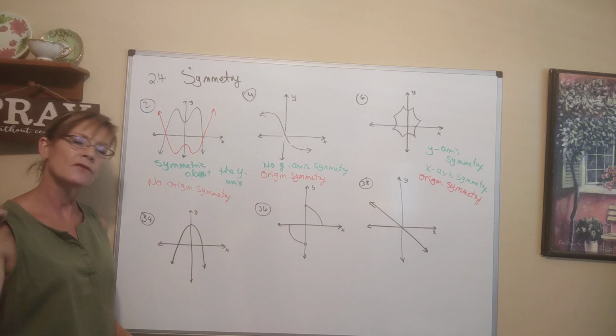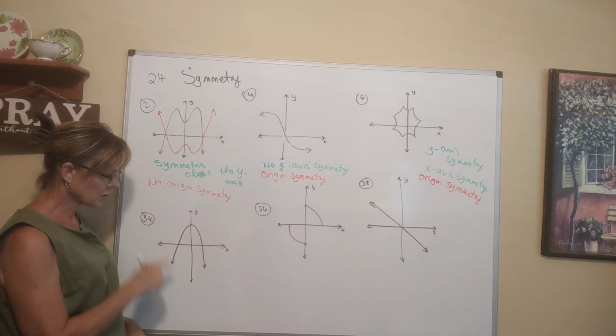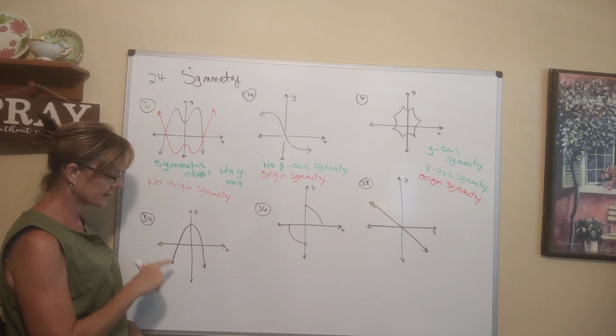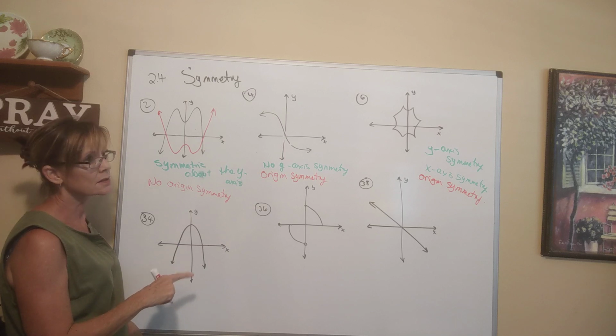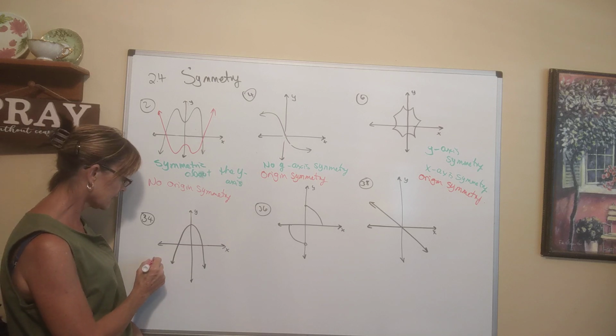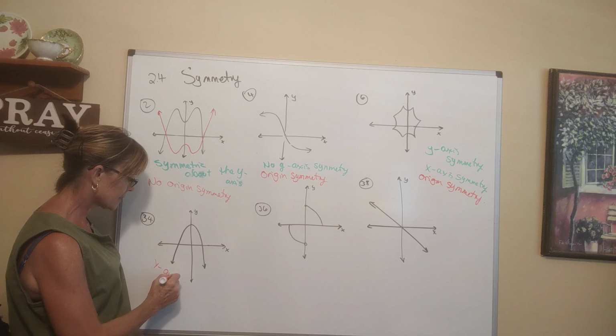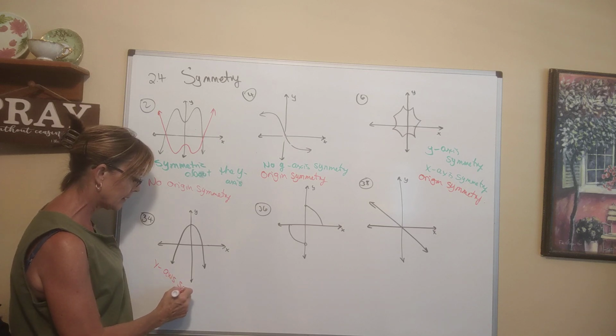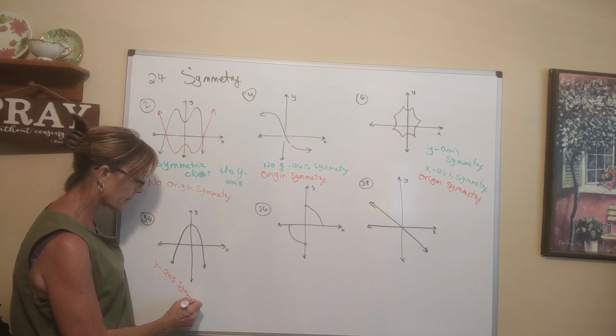Okay, here's a few more graphs for us to do that with. Let's just see what we can figure out. Look at 34. Just look at it. Does it have y-axis symmetry? It looks the same on both sides of the y-axis, so we'll say yes. Y-axis symmetry.